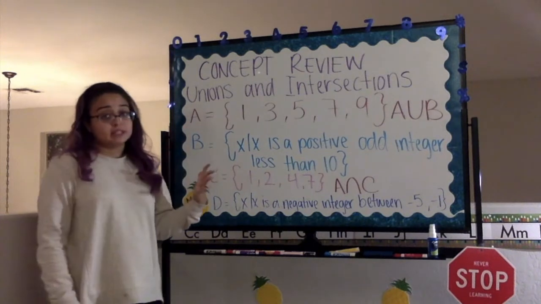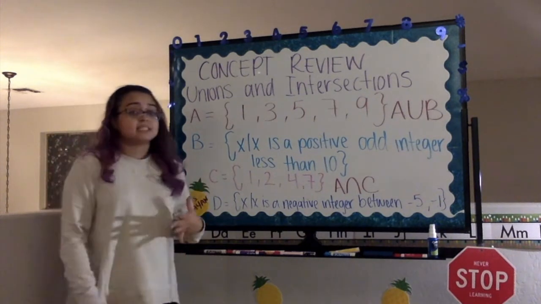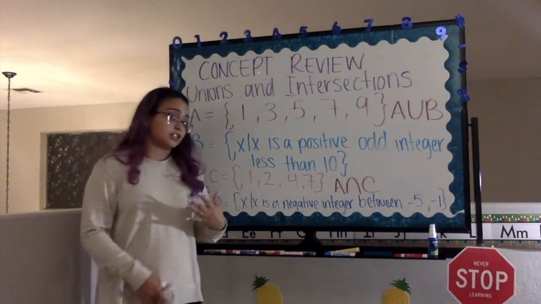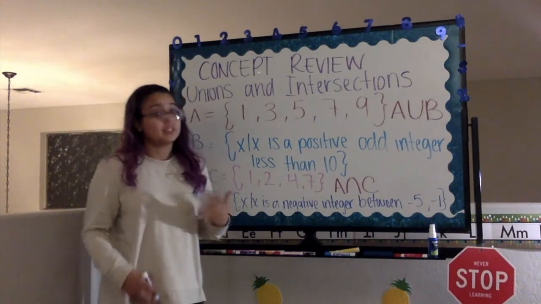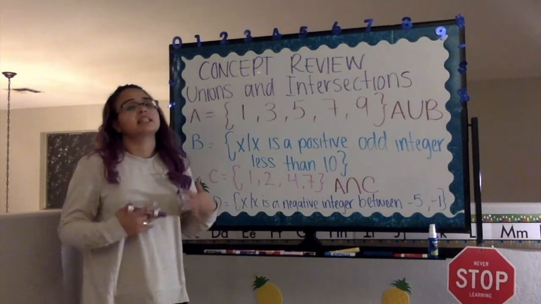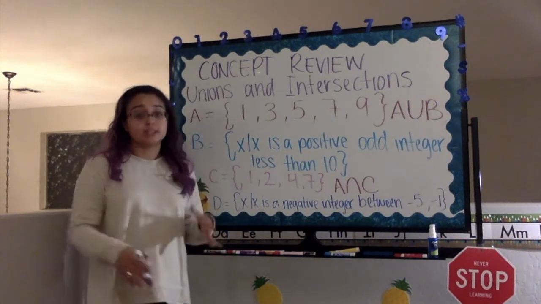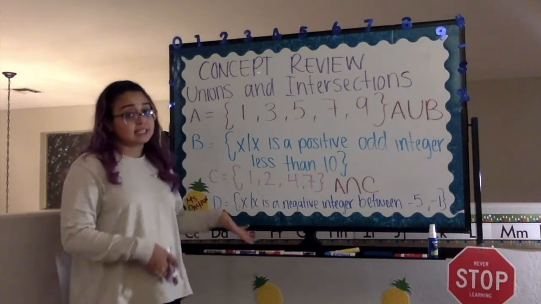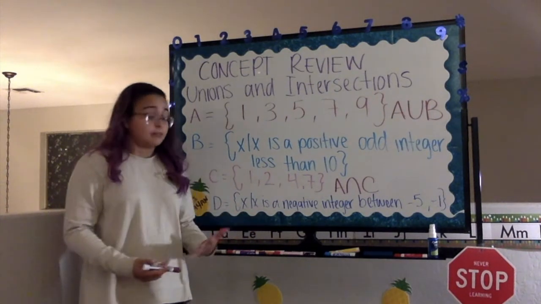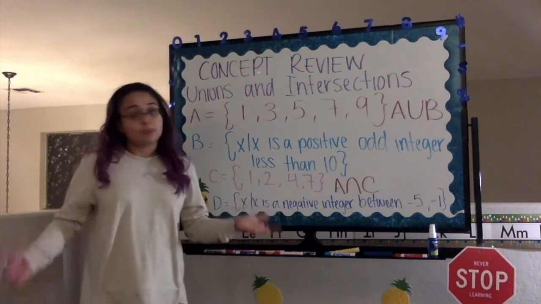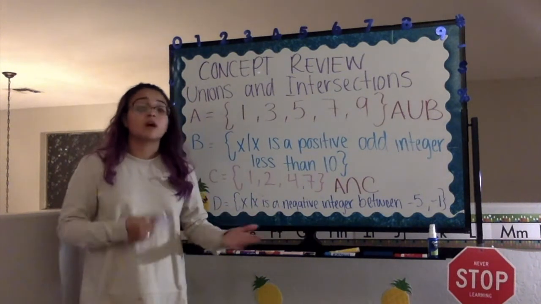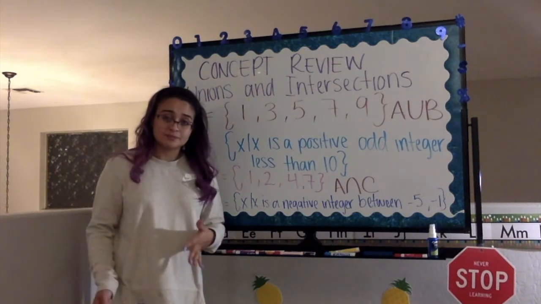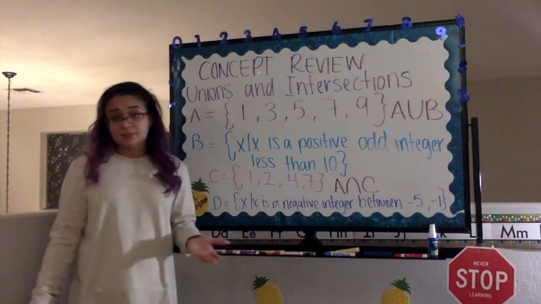Now let's do our comparison with set D. Set D is a description. This description is of a negative integer between -5 and -1. Now that automatically tells us that this is a disjoint set because they have absolutely nothing in common. Set D is asking you for negative. In set A, we only have positive numbers. So therefore, we already know that that is a disjoint set. Does that make sense? Now, that was pretty easy, right?